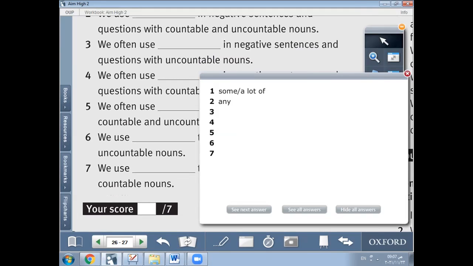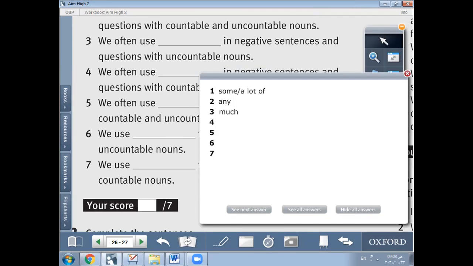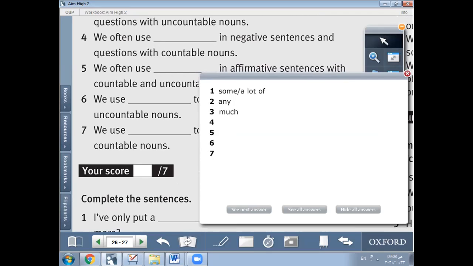Yeah, we often use, usually, what? Much, in negative sentences. I tell you, usually it is negative, negative sentences, and questions with uncountable nouns, which are non-countable nouns. Yalla, then Karim. Many. Now we have countable nouns. I tell you, often it is negative, Qusai, negative sentences and questions with countable.